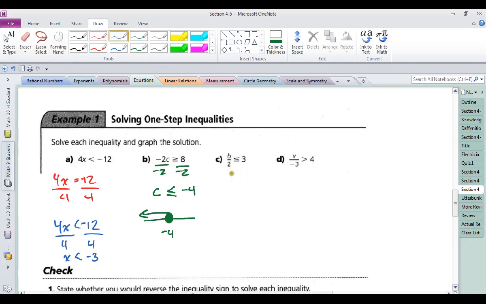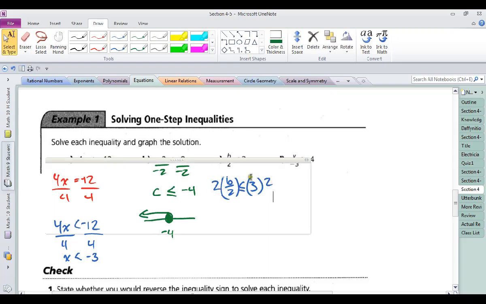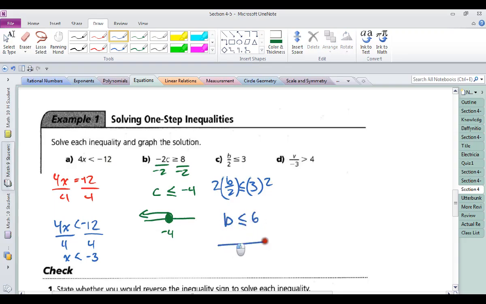What am I going to do to this? I've got to multiply by what? 2. Is 2 positive? Yeah. So is the sign changing? No. So it's b less than or equal to what? 6. Draw it. What's the only number that matters? 6. And it's going that way. Colored, left because the letter's first.